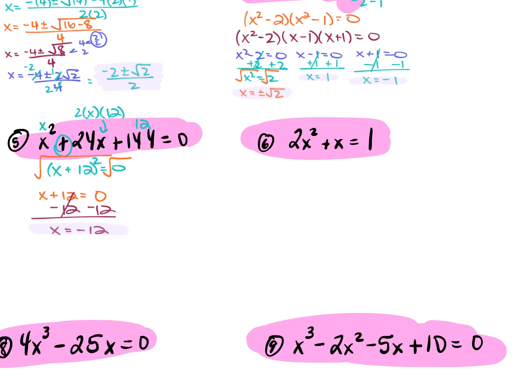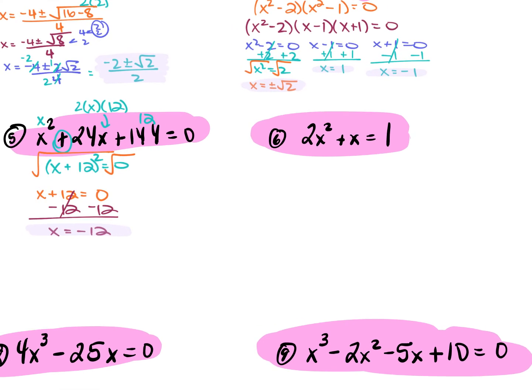For example 6, we have 2x squared plus x is equal to 1. Are all of the terms that we have on the same side of the equal sign? No. So start this one by moving that 1 over. So we'll subtract it from each side. It doesn't have a like term on the left side, so we're going to write it as 2x squared plus x minus 1 is equal to 0.